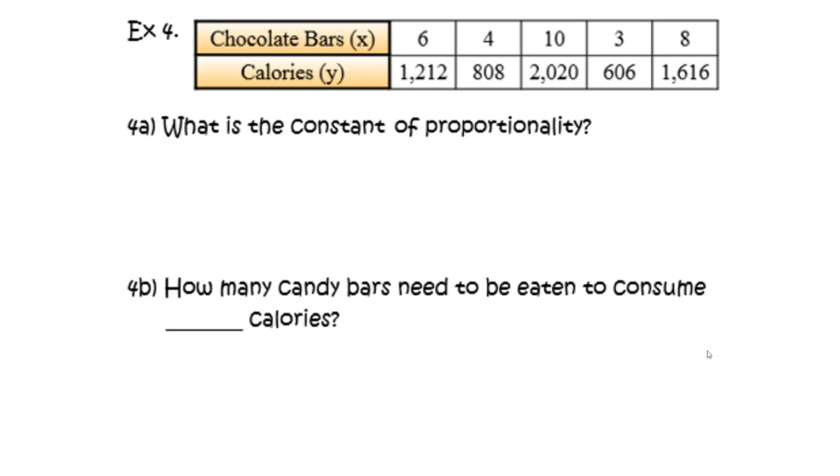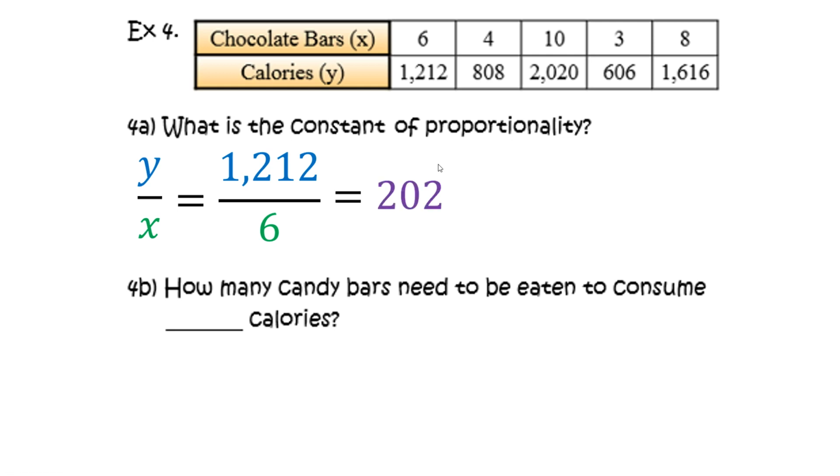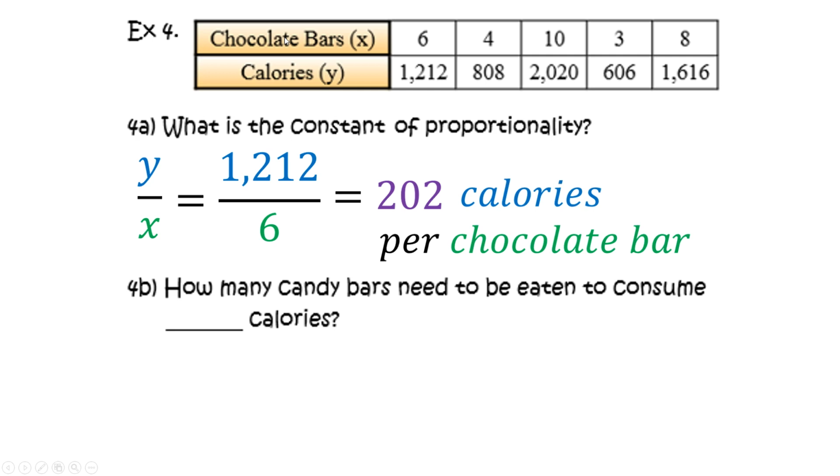Okay, we're down to example 4, which is chocolate bars. Those also have sugar, but we're looking at chocolate bars and calories. So what is the constant of proportionality? Y over X. I tend to use whatever one is listed first. You could do this one. It's the smaller numbers, 606 over 3 or 808 over 4. It doesn't matter as long as you do your Y over X. They will be the same value, which is 202. And what does that represent? Well, Y is the calories. So this is 202 calories per one chocolate bar.